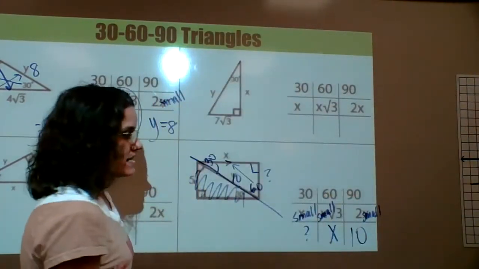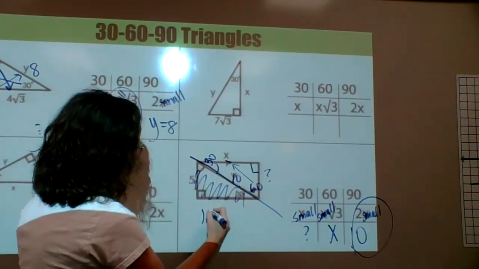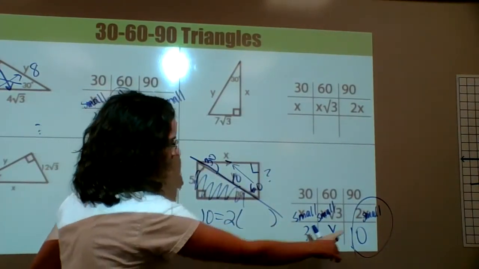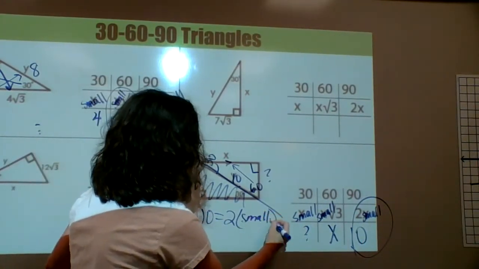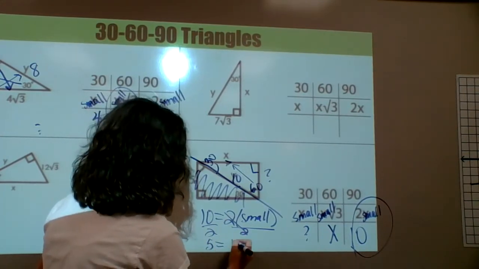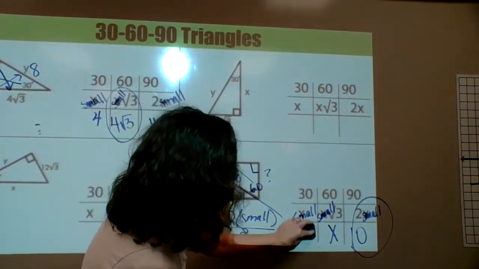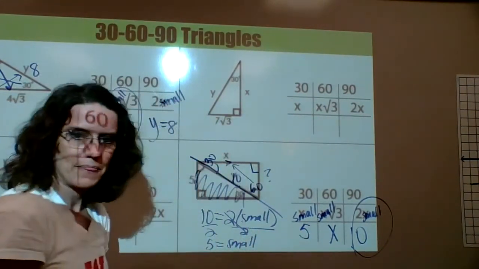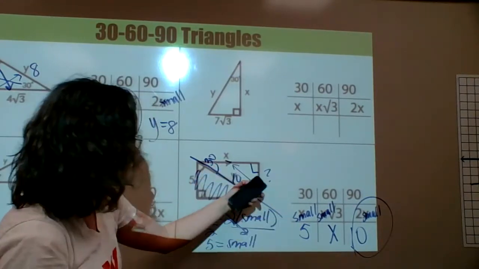Okay? And so, if I know my hypotenuse is 10, that's equal to 2 times my small side. And so if I divide off that 2, 5 is how big my small side is. So my small side here is now 5. Well, that didn't help me find x. That found me my small side here.